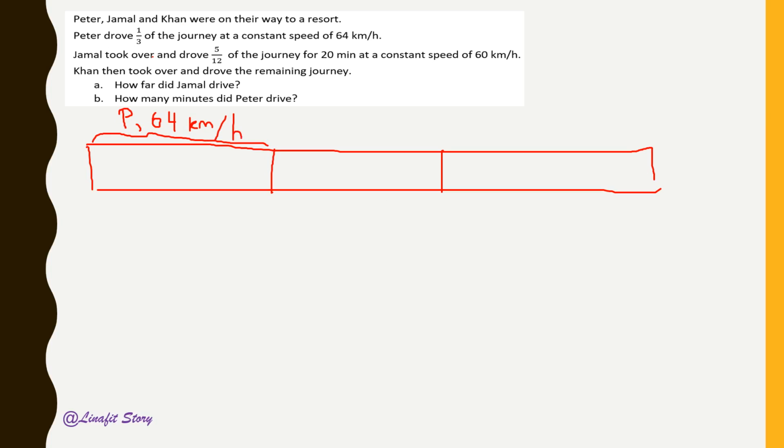Next, Jamal took over and drove 5/12 of the journey for 20 minutes at a constant speed of 60 km per hour. So this means we have to cut each part into 4 equal units. So now there are 12 equal parts. So 5 out of 12, 5/12 of the journey for Jamal.